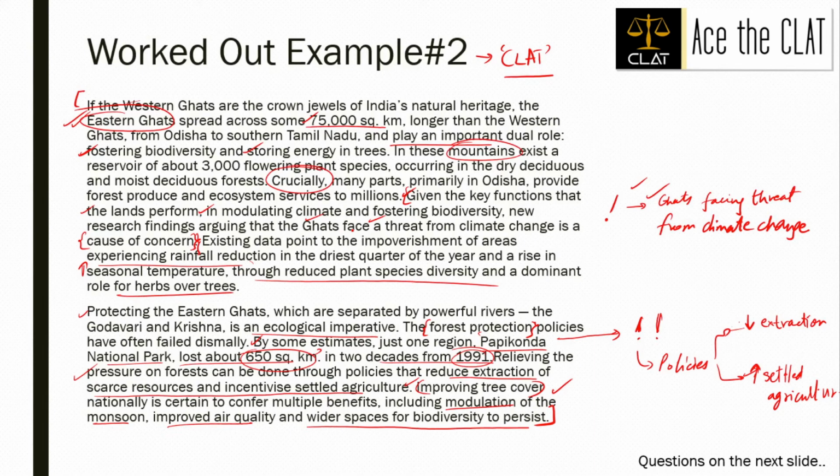In the first paragraph, some important claims that the author makes are that the Eastern Ghats play an important dual role, right, in fostering biodiversity and storing energy in trees. He also claims that the fact that these ghats are facing threats from climate change is a cause of concern, and also that existing data point to the impoverishment of areas experiencing rainfall reduction in the driest quarter of the year and the rise in seasonal temperature.